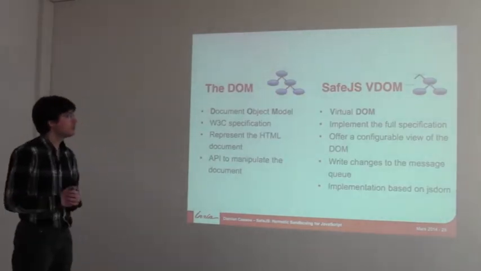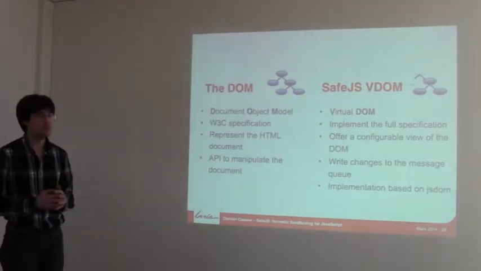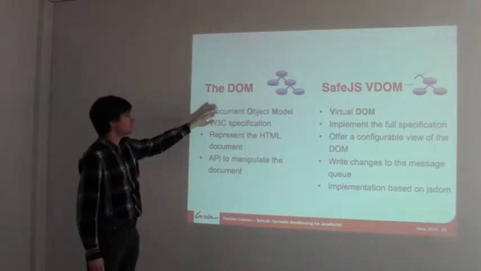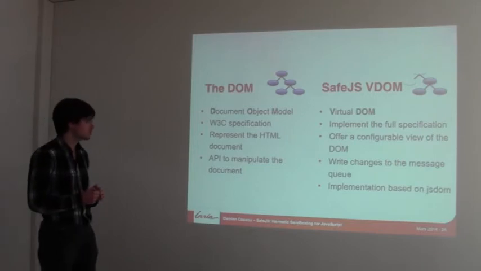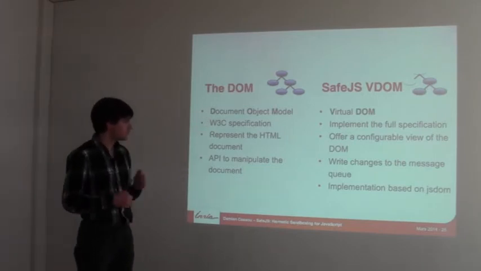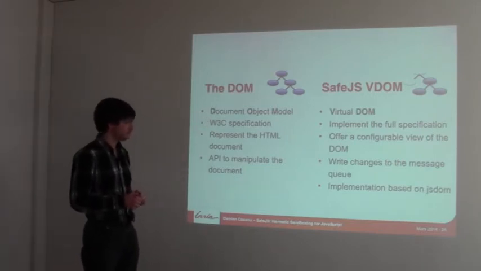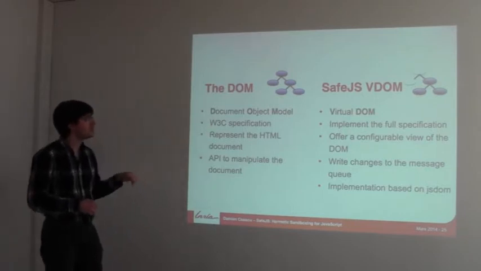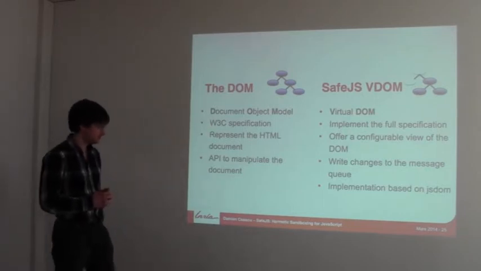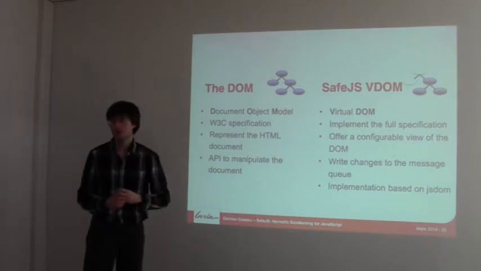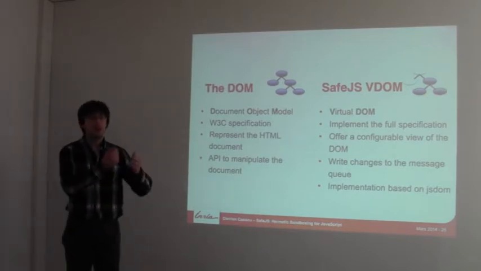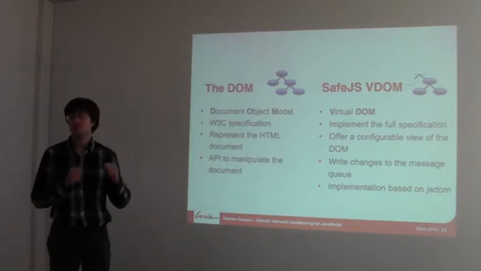Okay, so a little bit more information about the technologies we used. The DOM is the Document Object Model. It represents the HTML of your web page. It's a W3C specification, so something official that all web browsers respect. It represents the HTML document and it provides an API to manipulate the document. I mean, adding nodes, removing nodes, changing nodes, stuff like that.